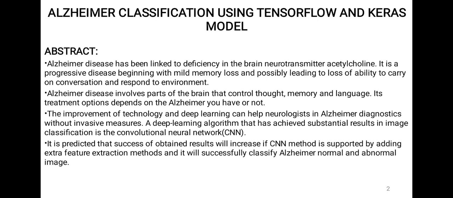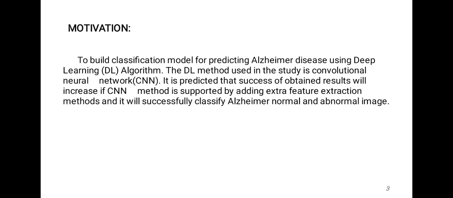The improvement of technology and deep learning can help neurologists in Alzheimer diagnostics without invasive measures. A deep learning algorithm that has achieved substantial results in image classification is the convolutional neural network. Motivation: to build a classification model for predicting Alzheimer disease using a deep learning algorithm. The DL method used in the study is the convolutional neural network, CNN.